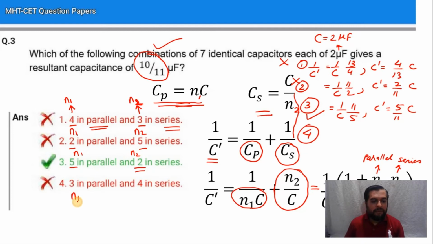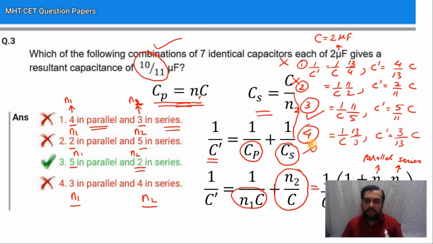So in the fourth condition, n1 is 3 and n2 is 4. So 3 fours are nothing but 12. 12 plus 1, 13. 13 upon 3. So this will become C 13 upon 3. So C dash will be equal to 3 upon 13 times C. C is 2. 3 2s are 6. 6 by 13. So not possible. So the answer in this case is the third option.